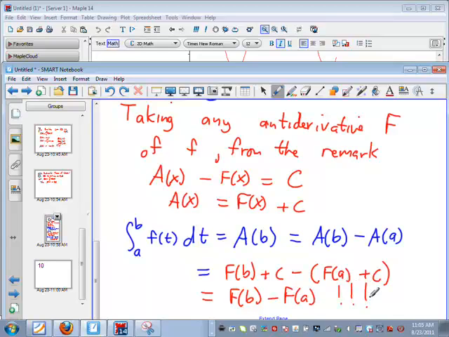So if you want to know the integral from a to b of little f, all you need to do is find any antiderivative, evaluate them at the endpoints, and subtract. That's how you calculate the area under any curve. If you can find an antiderivative, plug the endpoints in the antiderivative, subtract, and that's the area you need. Okay?